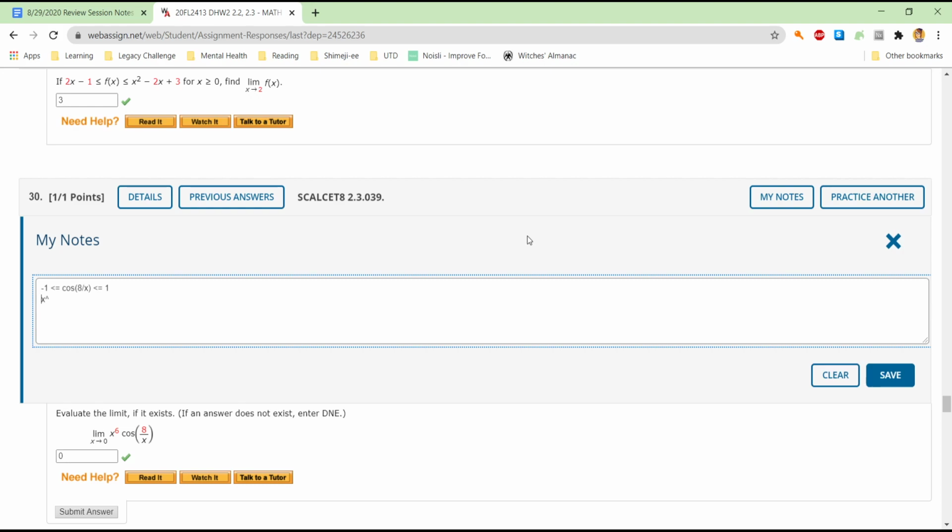So if we say -1 times x to the power of 6 is -x to the power of 6, we can say that that is less than or equal to x to the power of 6 times cosine 8 of x, or 8 divided by x, which is less than or equal to x to the power of 6 times 1, which is just x to the power of 6.